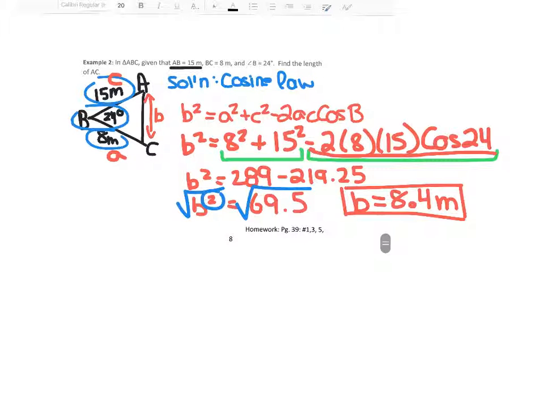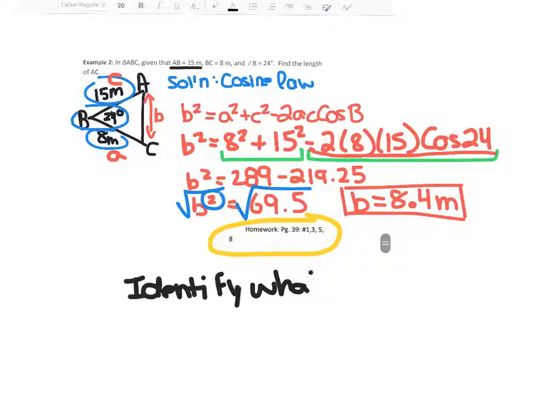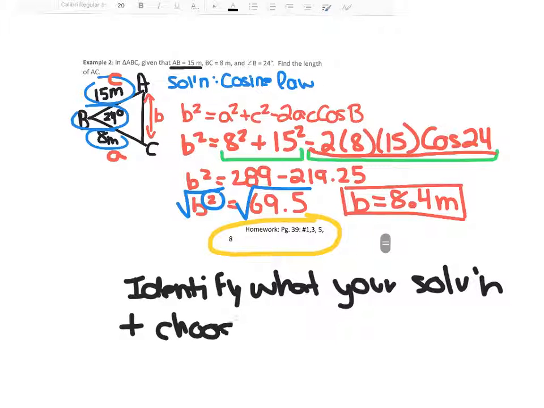We're going to do 2 days of this, so I've only given you 4 questions for homework. That's what you're going to be finishing off: page 39, numbers 1, 3, 5, and 8. And remember, just pick the equation to solve what you're trying to find. So identify what you're solving, and then choose the appropriate equation. Okay guys, finish up that homework, page 39, numbers 1, 3, 5, and 8, and have a good day.